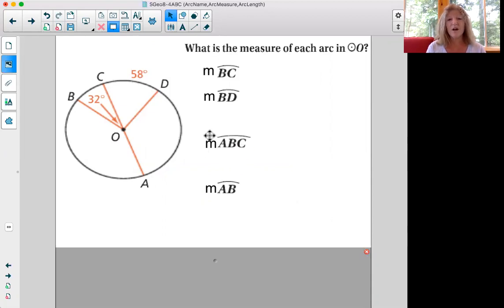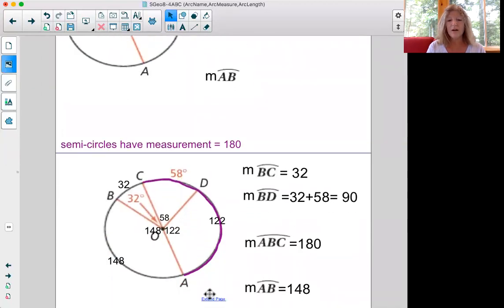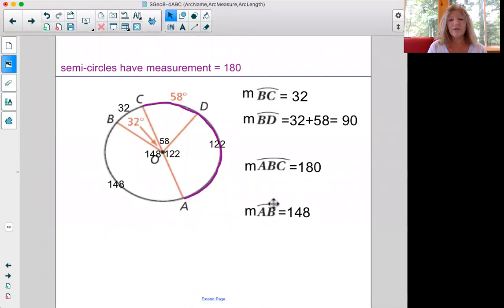What about the major arc ABC, so A through B to C? Well, that is a semicircle because segment AC is the diameter. So ABC would be 180 degrees. And arc AB, how could we figure that out? If we go all the way from A through B to C, that's 180. So 180 minus this arc we already said was 32 will give us what remains, 148.